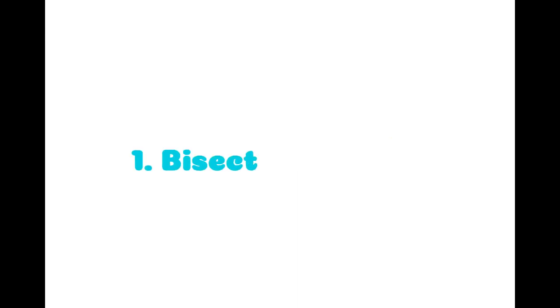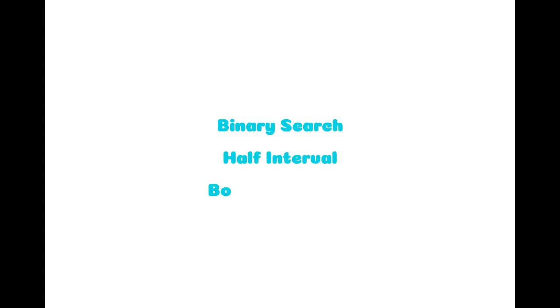As for the first one, we're using the bisection method, which is one of the simplest, reliable, easy to implement, and convergence guaranteed methods for finding real roots of nonlinear equations. It is also known as binary search, half interval, or Bolzano method.